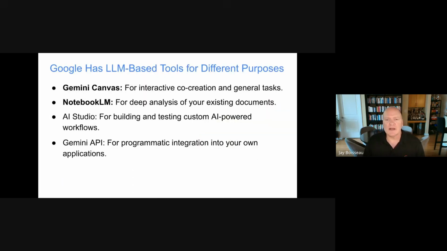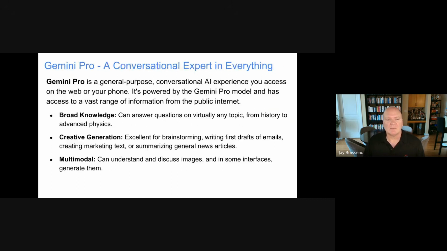So now we're going to talk about actual tools. The two that we're going to focus on today are Gemini Pro, and its web interface is called Gemini Canvas, and NotebookLM. Next time, I'll talk more about AI Studio and Gemini API. If you're using Gemini Pro through its Canvas interface, its web interface, or just through an iPhone or Android phone interface, it's a general purpose conversational AI experience that, by the way, you can talk to now in voice mode. You don't have to just type. You can actually have conversations with it.